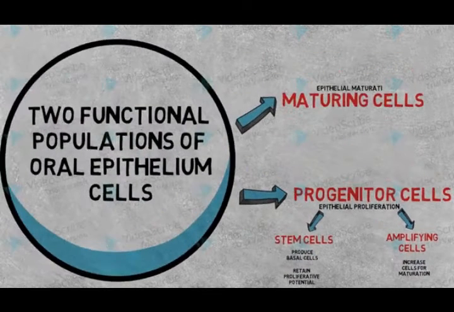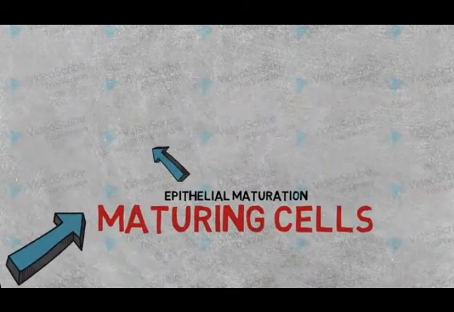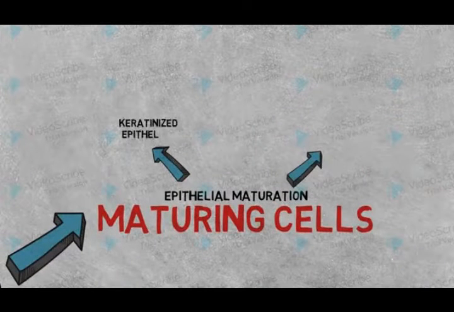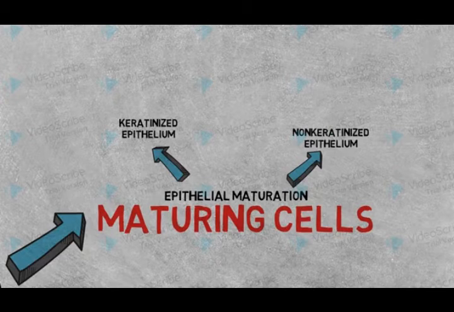Maturing cells, where the epithelium matures. Cells in the basal or peribasal layers of the epithelium undergo a process of maturation as they are basically dividing and displaced towards the surface. In general, maturation in the oral cavity follows two main patterns, keratinization and non-keratinization.